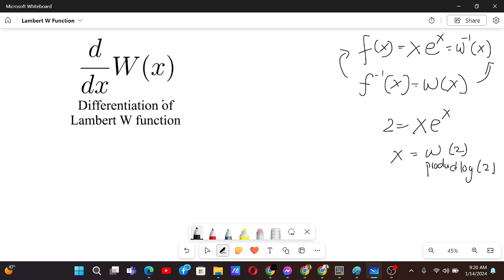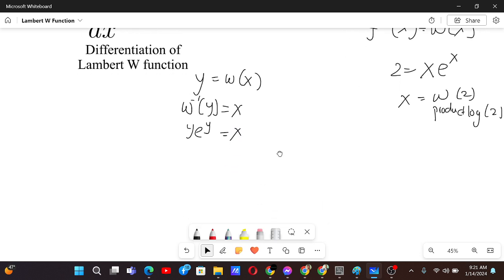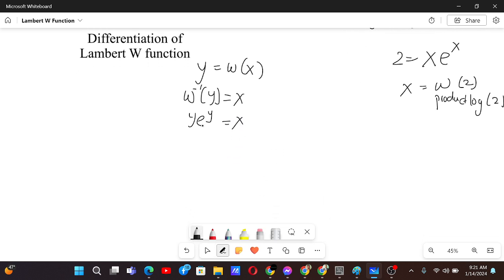Now we have to go to differentiation. So let's say we have y equals Lambert W of x. Now take Lambert W to the other side. That gives us Lambert W inverse of y equals x. Now we know that Lambert W inverse is just x e to the power x. So this is just y e to the power y equals x. Now after this, we can basically differentiate both the sides.